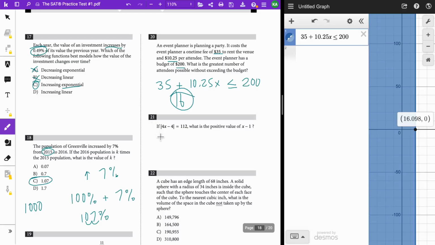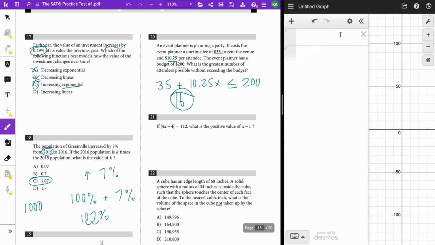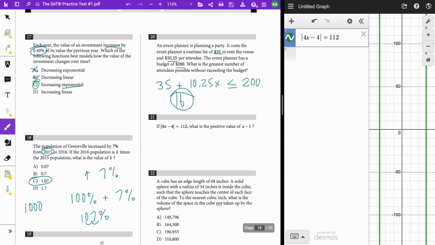Number 21, we've got an absolute value equation. They say, what's the positive value of x minus 1? So I think we can do this in Desmos. I haven't played around with this one yet, but if we want to do an absolute value, the button is shift and then the button right under backspace or delete, and it's right above the enter or the return button. So we get 4x minus 4, close that absolute value, equals 112. Okay, great. So this shows us that there's two solutions.